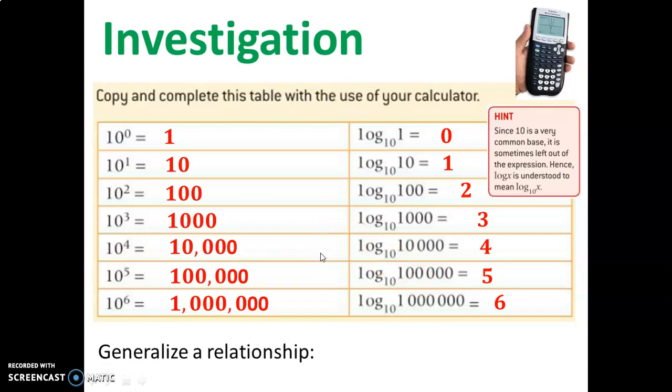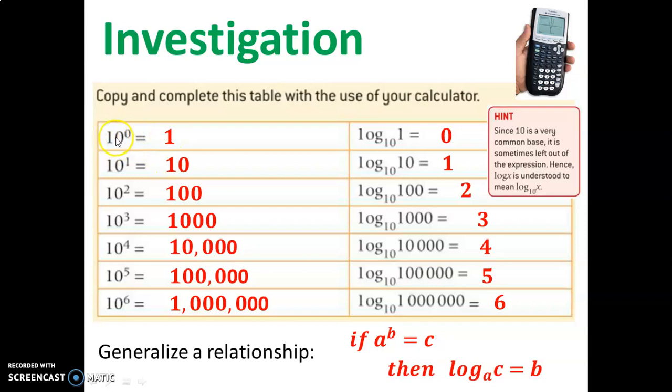So my question to you is, based on what you see here, generalize the relationship. If a to the power b equals c, so think of it like this statement here, then log base something of something equals something. So see if you can fill in this log statement here. All right, hopefully you came up with this. Log base a of c equals b.